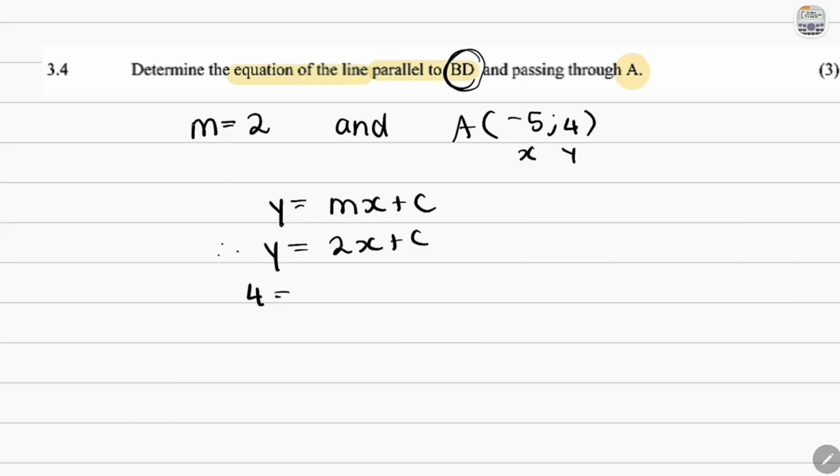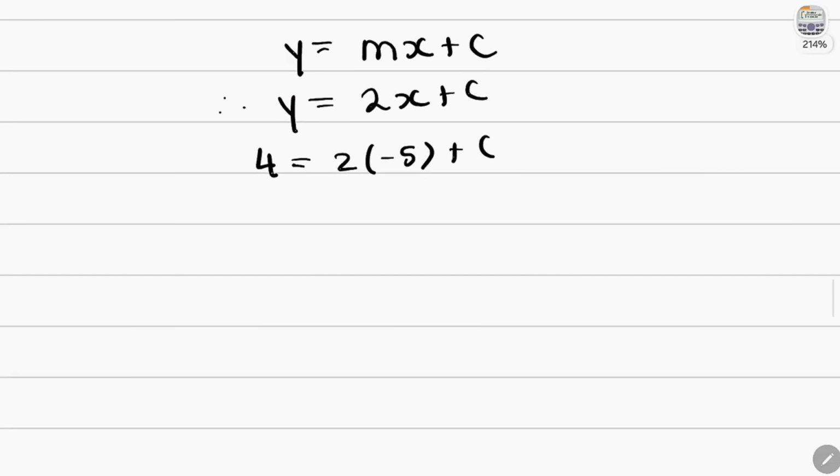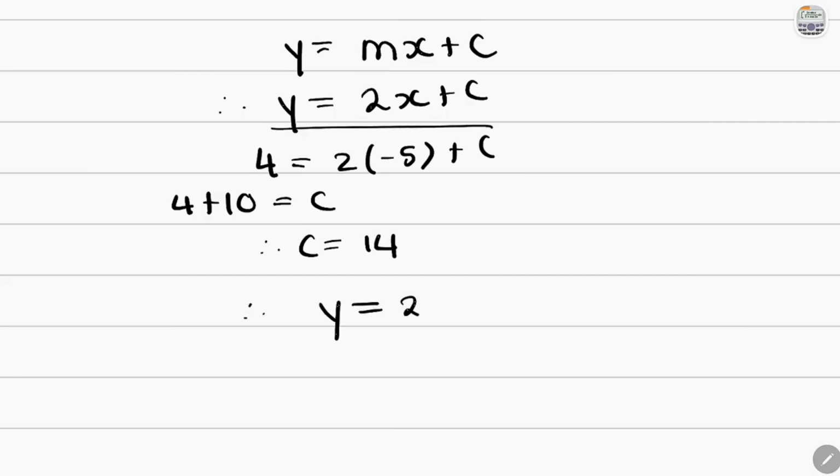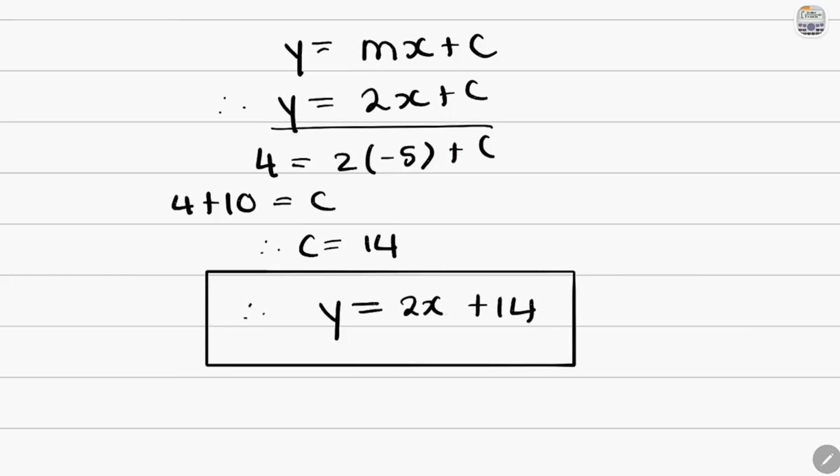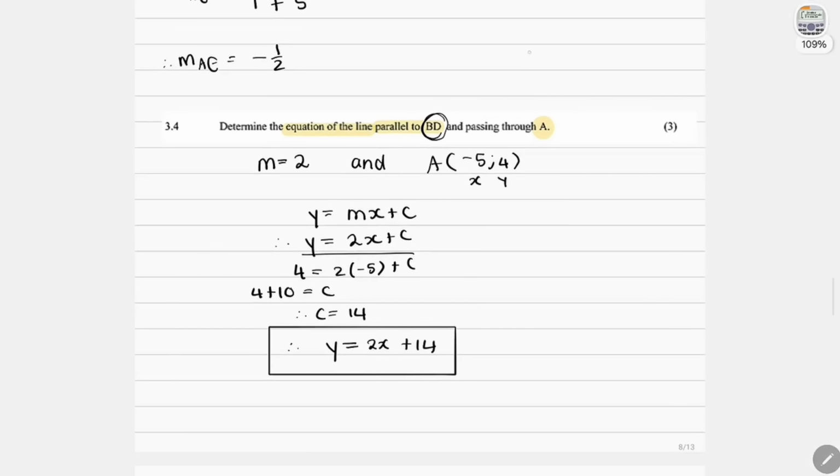And so that is 4 equals 2 multiplied by -5, then plus c. And let's find c. So this becomes -10, but when you take it over, it becomes +10. So you're saying 4 plus 10 equals c, and so c is equal to 14. And finally, the equation of this straight line is y equals 2x plus 14. And that is our answer. Moving on to the next question.